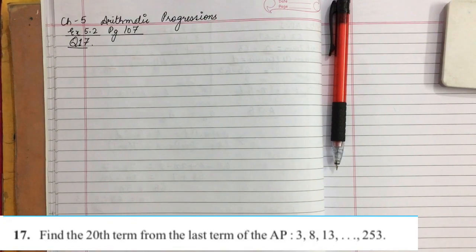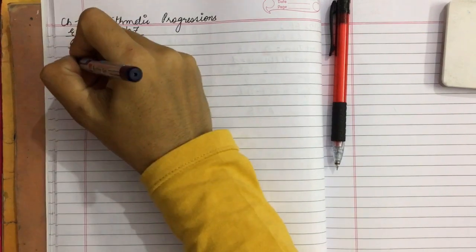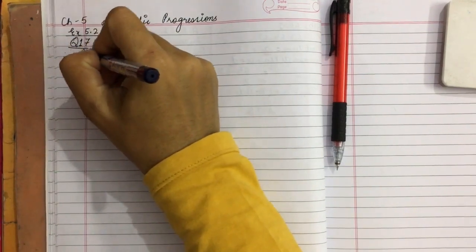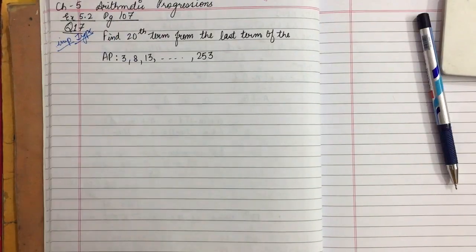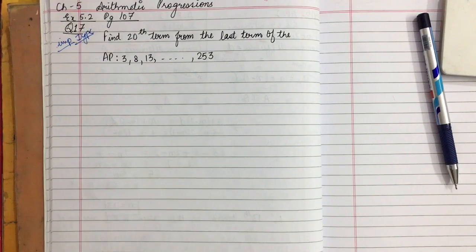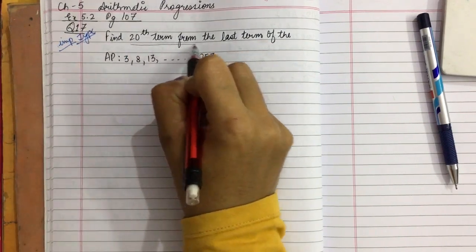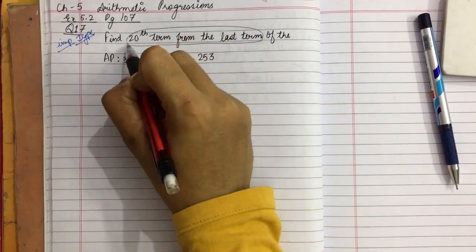Find the 20th term from the last term of the arithmetic progression given here. This is again an important type. It's very important that you understand what the question is. Now this is what the question is. You have to find out the 20th term from the last term.